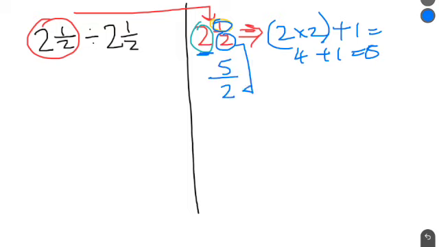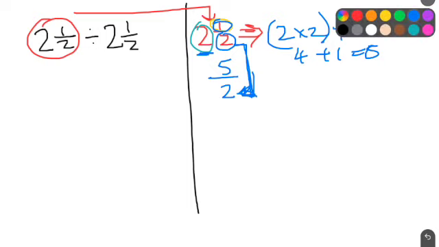And recall, we always keep the denominator. When we're converting a mixed number to an improper fraction, we always keep the denominator. Okay, so that is 5 over 2.